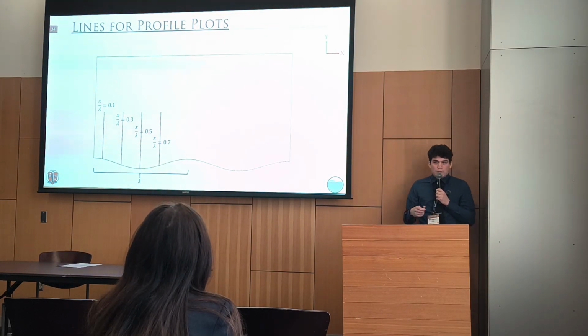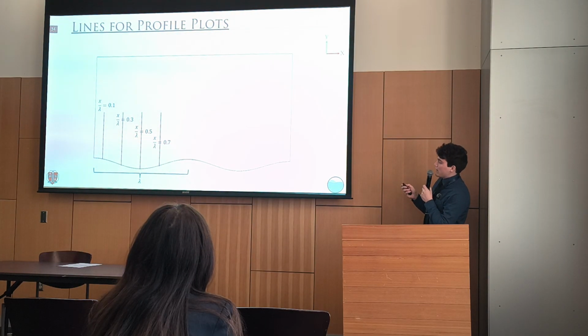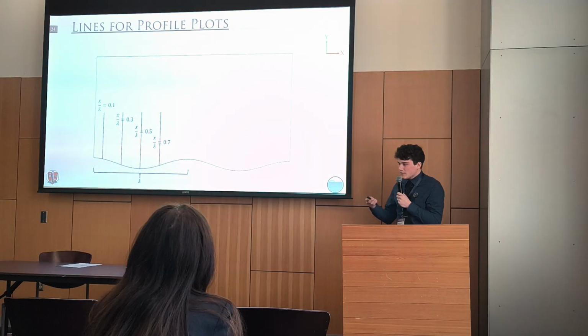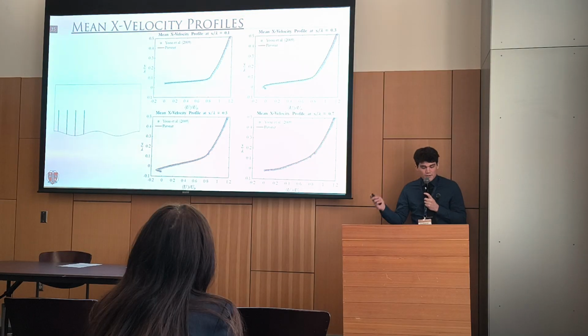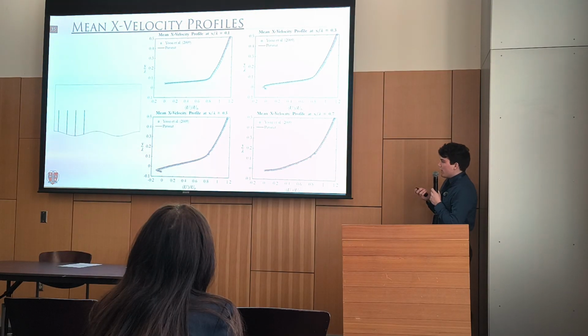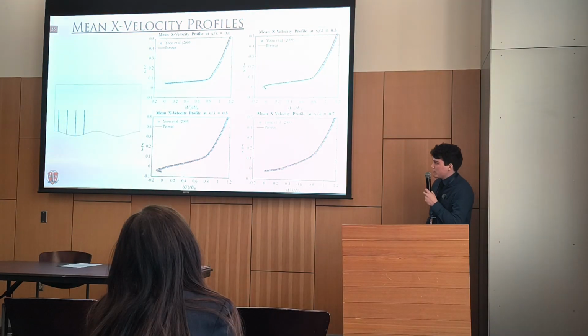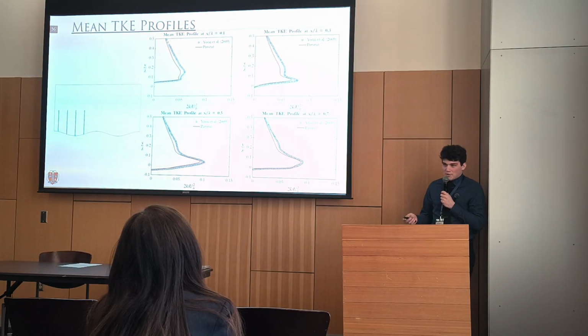Now we're going to be looking at some profiles comparing. This is the domain, looking at it from the XY perspective, and these are the 4 lines that we're going to be plotting over: x divided by lambda of 0.1, 0.3, 0.5, and 0.7. Remember, lambda is the wavelength. These are our mean x velocity profiles. They match pretty well. The worst place is at 0.5 x over lambda, but it gets better from there.